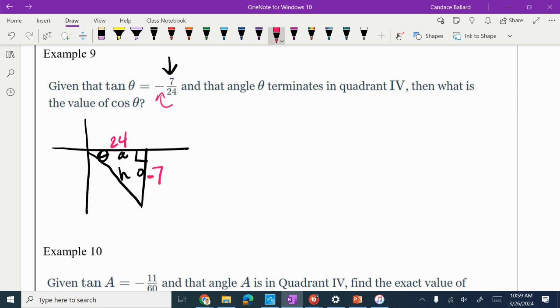Okay. All right, here's what I want you to do next. I want you to use the Pythagorean theorem, find your hypotenuse, and then also answer what the cosine of theta is. So I'm going to give you a minute to try that part. So you're getting a little bit of this, okay? Try to do a little part of it.